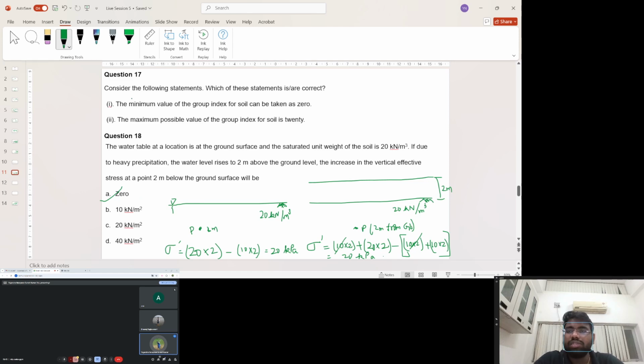So coming to this question, the minimum value of group index of soil, which statements are correct. So the minimum value of group index of soil is 0 and the maximum value of group index for soil is 20. So as I discussed before, both the options are right.